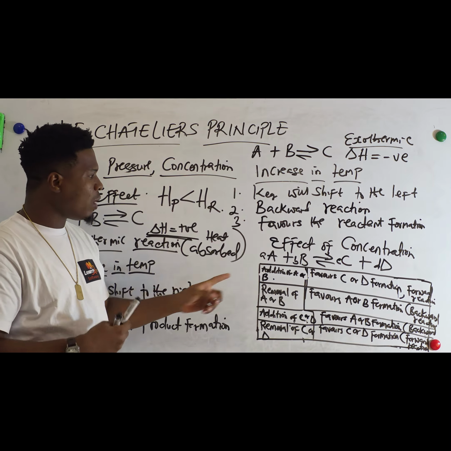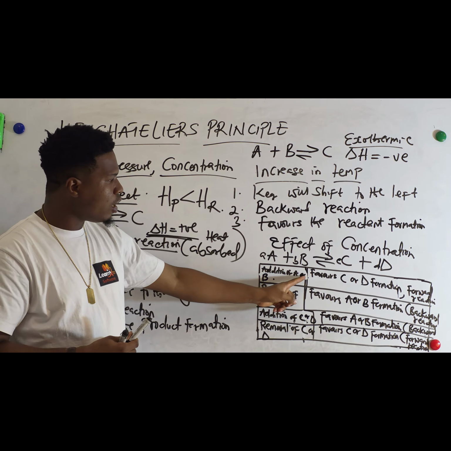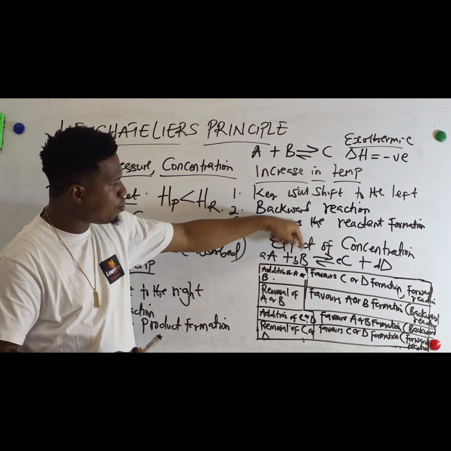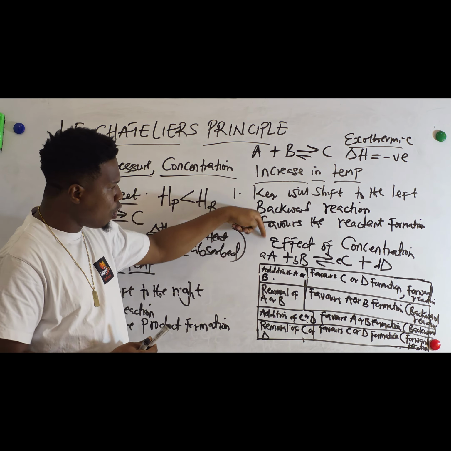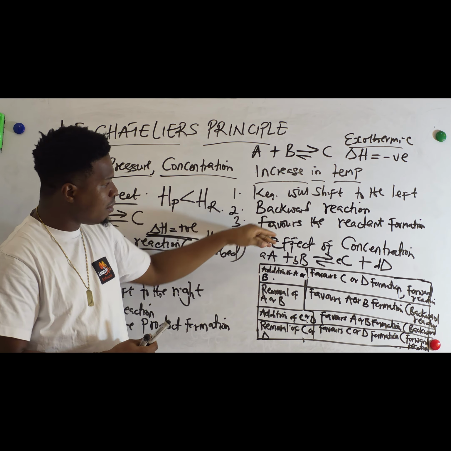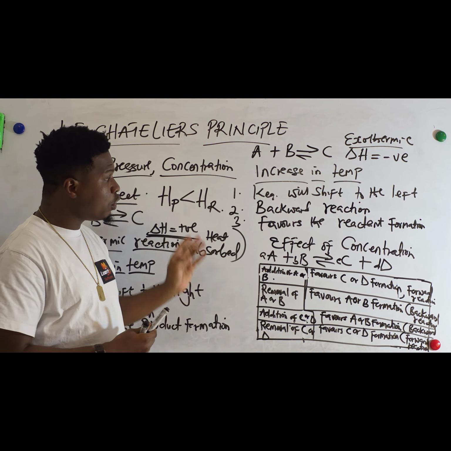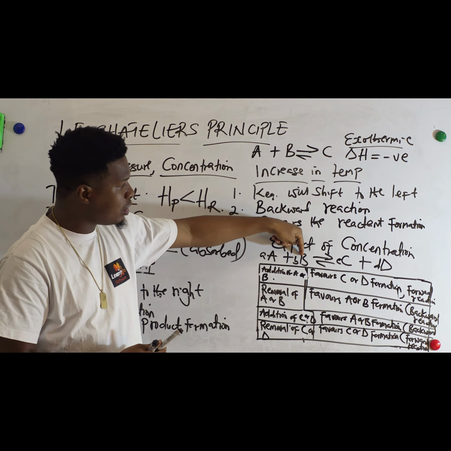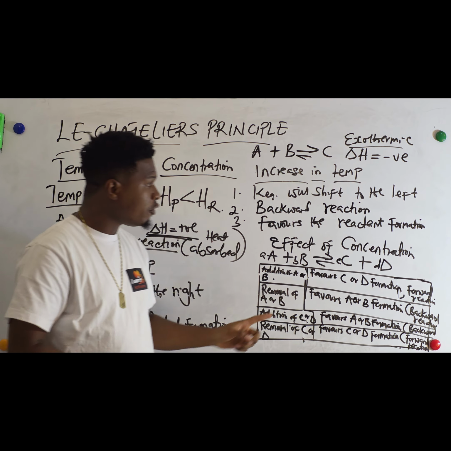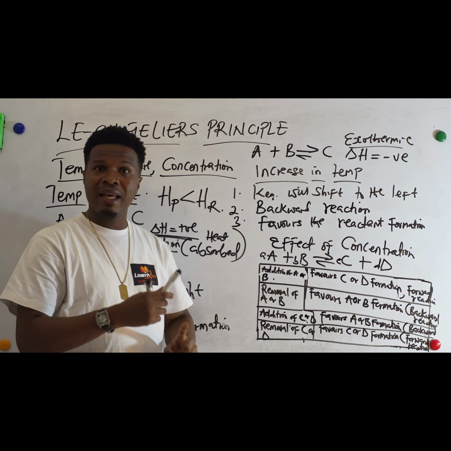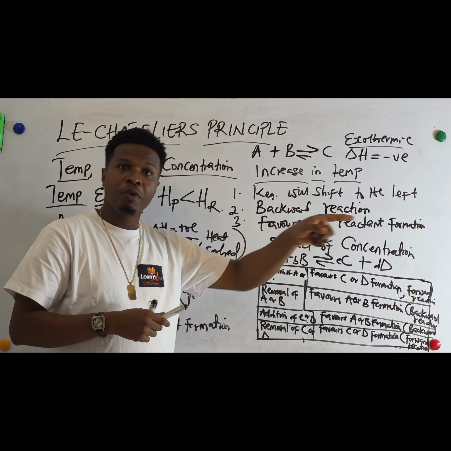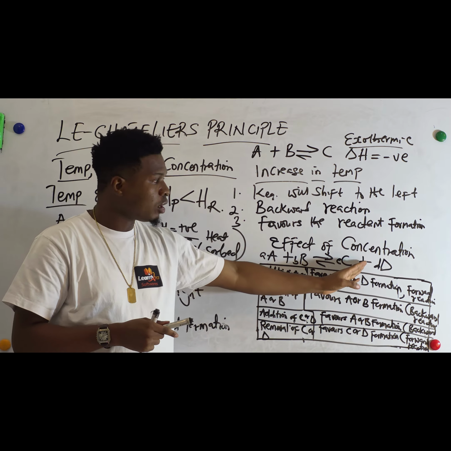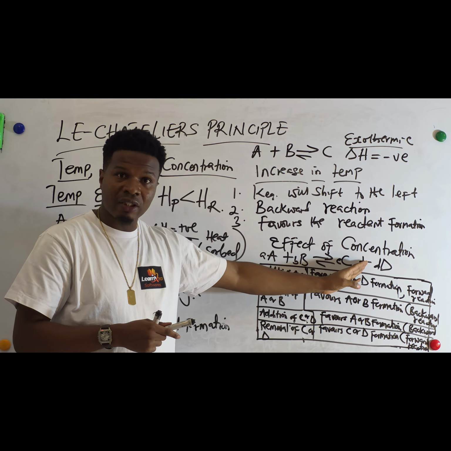Now, let's assume that we are adding more A or B to this reaction. Remember the reaction is already going on. If you keep adding more A or B, you are going to favor the formation of C and D. That is, the equilibrium will shift forward to the product side. So you are favoring the forward reaction.